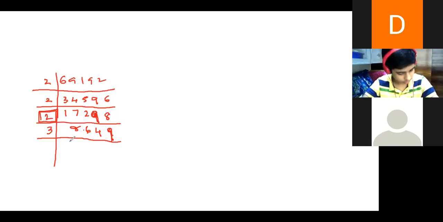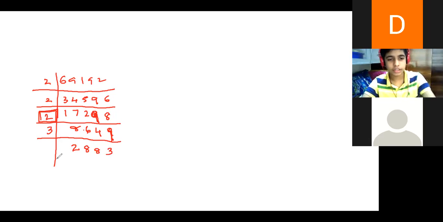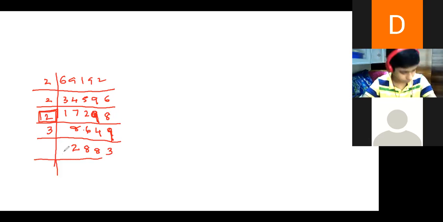3 into 2 is 6. Remainder 2. 3 8s are 24. 283. Correct. 283. You only want to know how much time it will take from there. 3 into 9 is 27. 3 6s are 18. 961. Now 9.